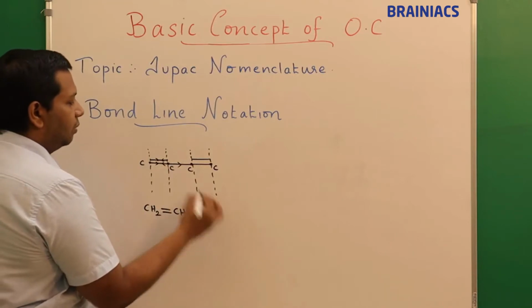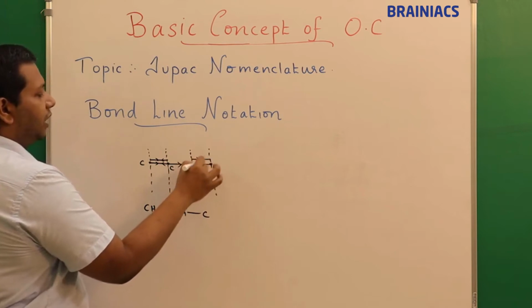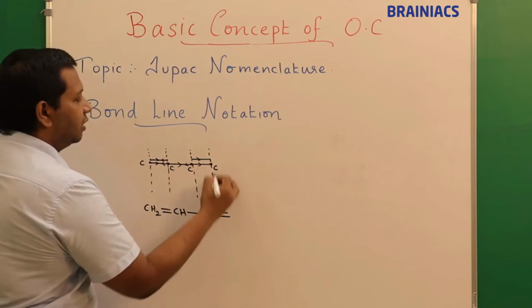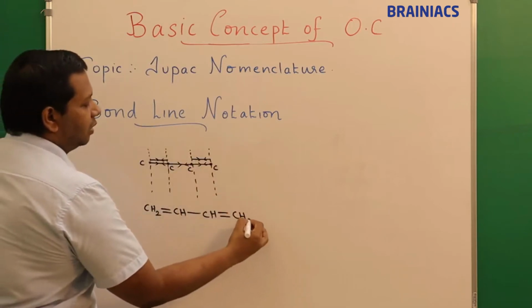Then again single bond. Coming to here, one ray gone. Here also one ray, here also one ray. So total three rays, so this should also be CH. Then double bond is there. Then coming to this one, there are only two rays coming out of it, so the remaining should be two hydrogens.